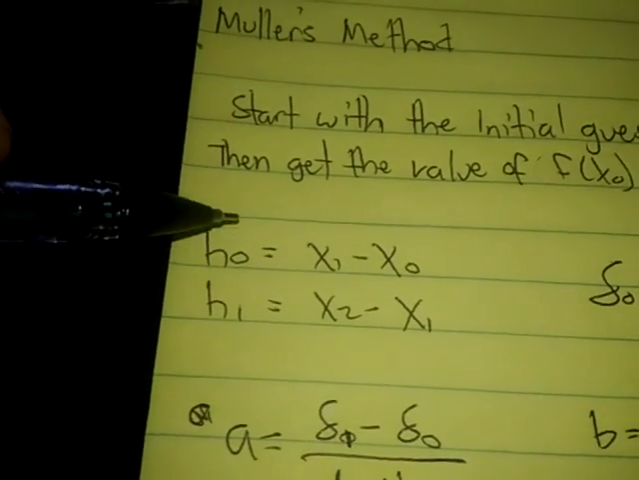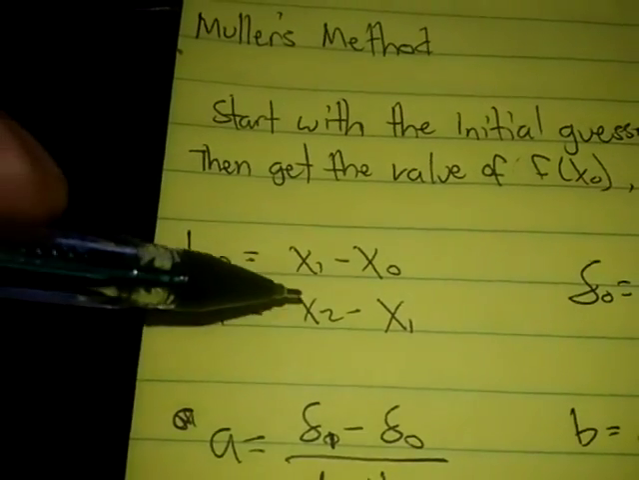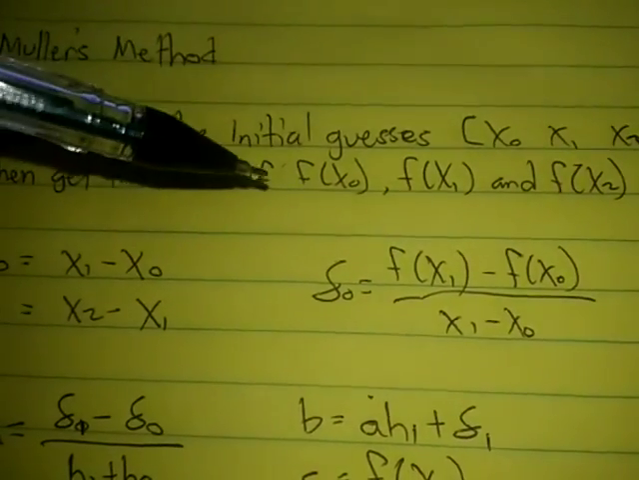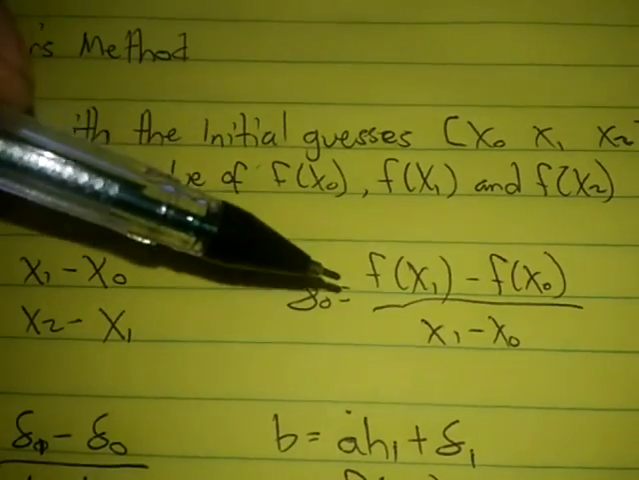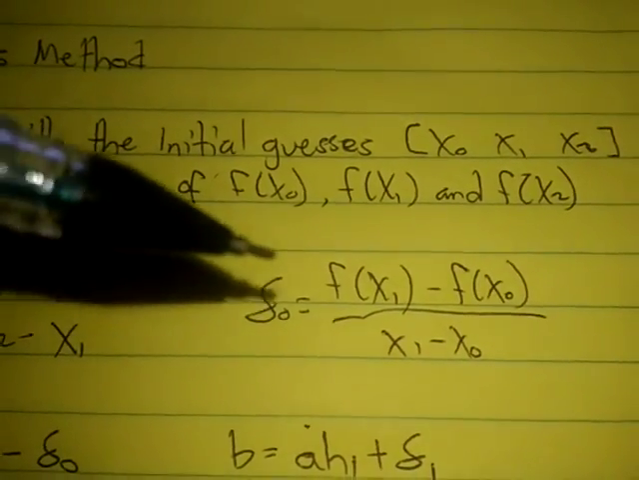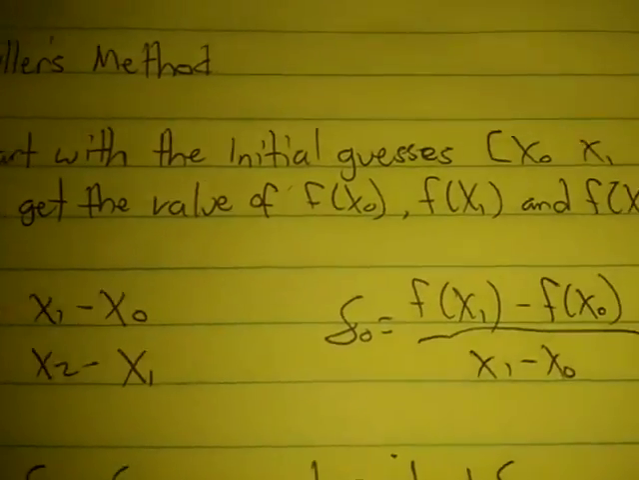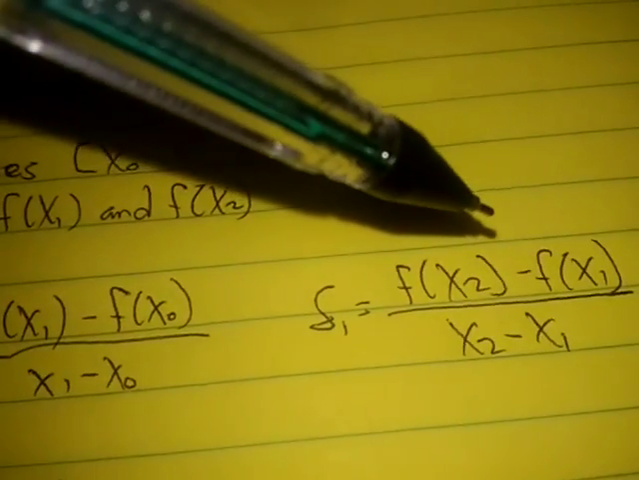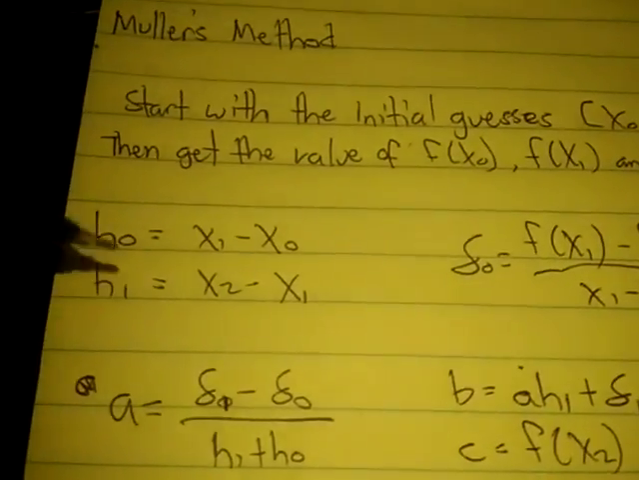To get this, h0 is equals to x1 minus x0. Then, h1 is equals to x2 minus x1. Next, ito naman, delta 0 equals to f(x1) minus f(x0) over x1 minus x0, or h0. Dito sa delta 1, f(x2) minus f(x1) over x2 minus x1, or h1.